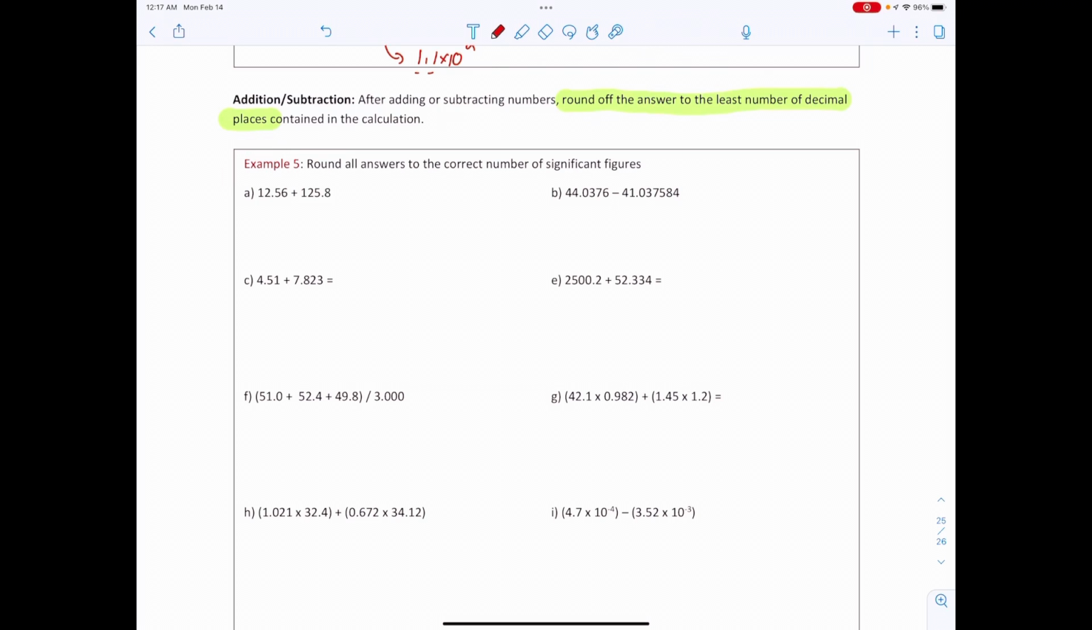In A, if I take 12.56 and add it to 125.8, I get 138.36. But if you take a look at the question, 12.56 has 2 decimal places, and 125.8 only has 1. So we're going to make sure we only have 1 decimal place. So this is going to be 138.4.